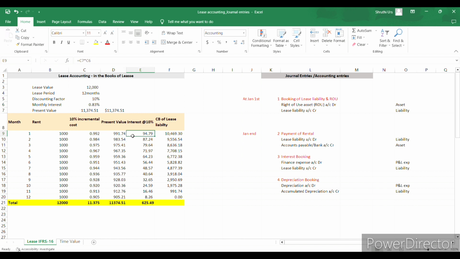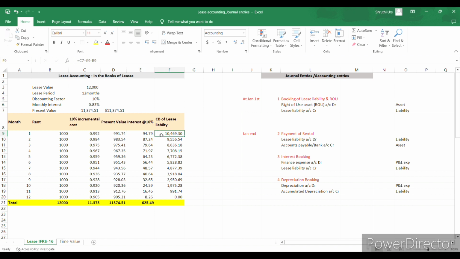The next step would be calculating the interest. So interest calculation will be present value multiplied by interest rate. So 94.79 would be my interest. So we have calculated what will be the lease rent for the month, what is the present value, and the interest rate.